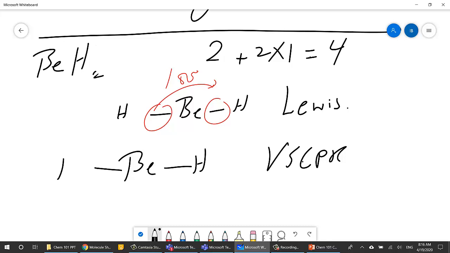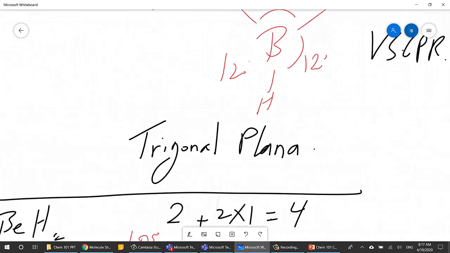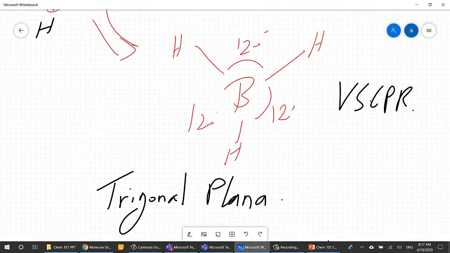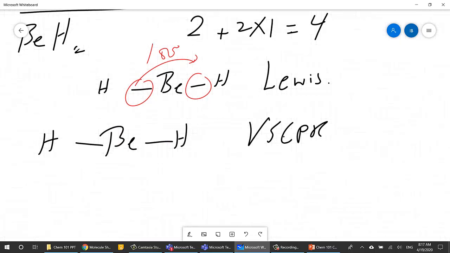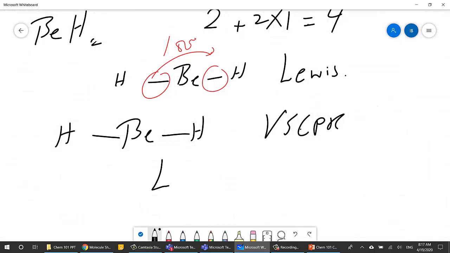The only difference between the VSEPR and the Lewis is that you don't draw the lone electrons, if there are any. So this is called a linear structure, linear, because it's just like a line.